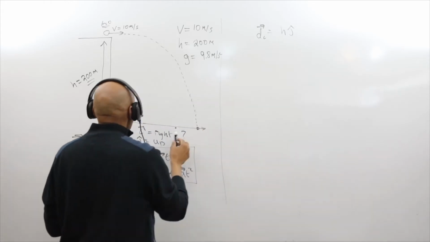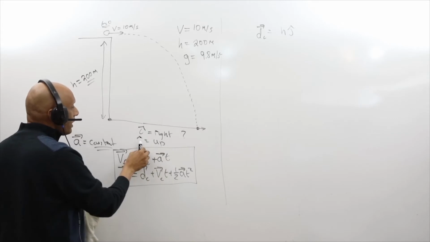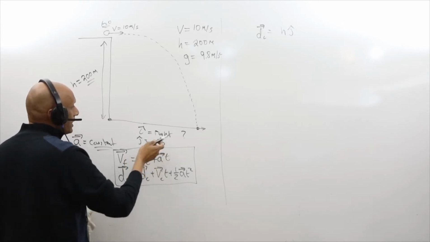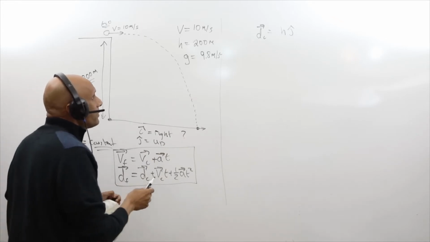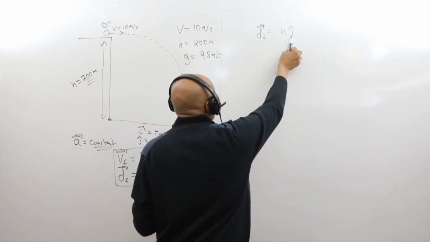Notice I'm using j to mean up. Before I was using j to be north, but now I'm using j to be up, and instead of using east for i, I'm now saying it's right. So when somebody reads this off, it should be 200 meters up.